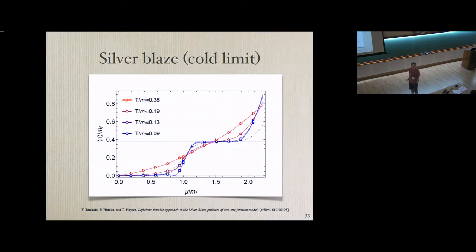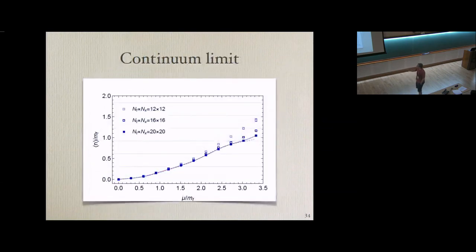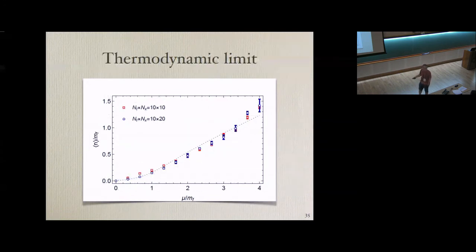It misses the steps completely. So the multi-thimbles are absolutely required in order to get the Silver Blaze phenomenon for this type of system. And with our method, we get it, so there's no problem. We computed other things like the continuum limit for these results and the thermodynamic limit, and in both cases, we get very sensible results consistent with expectations.